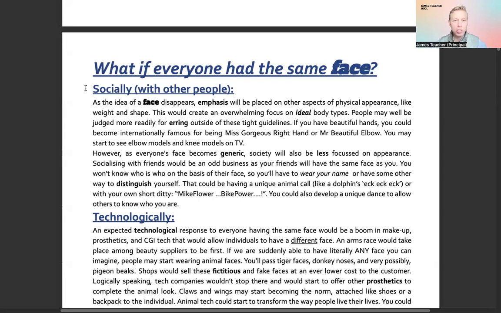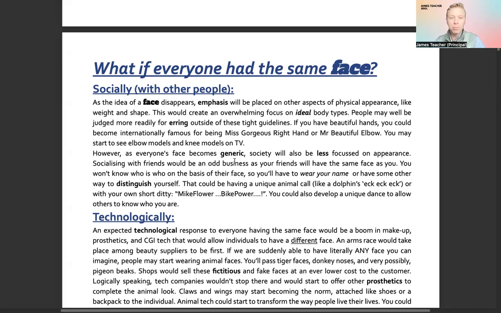vocabulary, okay? So socially with other people, as the idea of a face disappears, emphasis will be placed on other aspects of physical appearance, like weight and shape. This would create an overwhelming focus on ideal body types. People may well be judged more readily for erring outside of these tight guidelines. If you have beautiful hands, you could become internationally famous for being Miss Gorgeous Right Hand or Mr. Beautiful Elbow. You may start to see elbow models and knee models on TV.